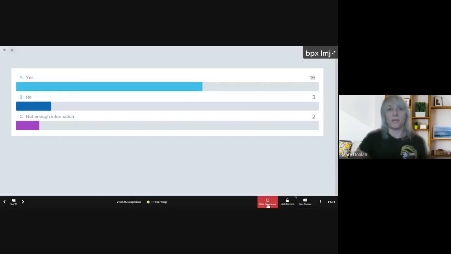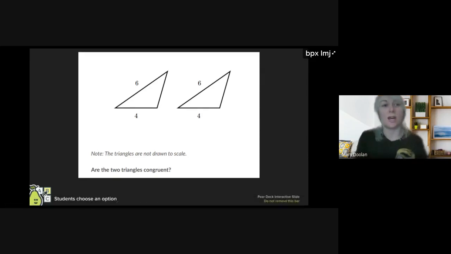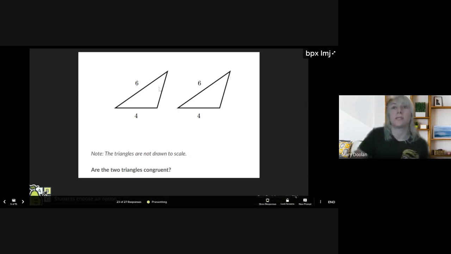Okay, so let's see what we came up with. 16 of you said yes. 3 of you said no. 2 of you said not enough information. So let me ask you a question, and you can just type in the chat or do a thumbs up or down. Is it possible that these two triangles are congruent? Is it possible that this unknown side length represents the same side length? Some mystery number. Is that possible?